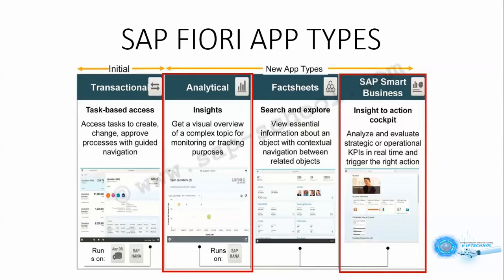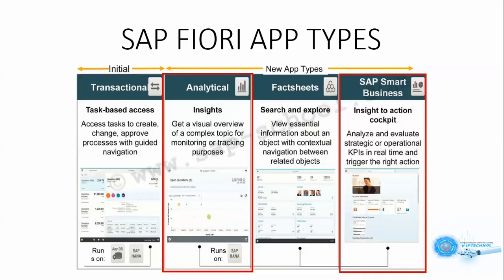As we all know, we have four types of SAP Fiori apps: the transactional apps, analytical apps, fact sheets, and SAP Smart Business. Basically, SAP Smart Business and analytical apps we can sometimes join and call an analytical app. My transactional apps are task-based access, to access tasks to create, change, and approve processes with guided navigation.